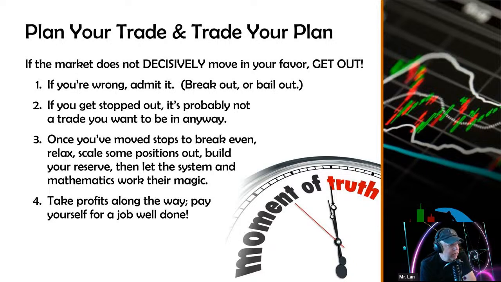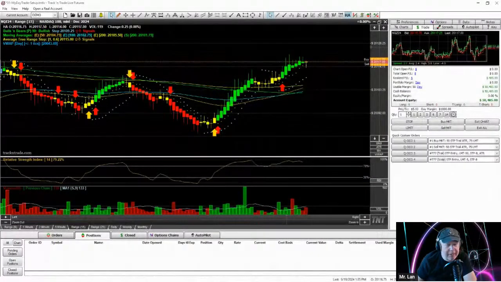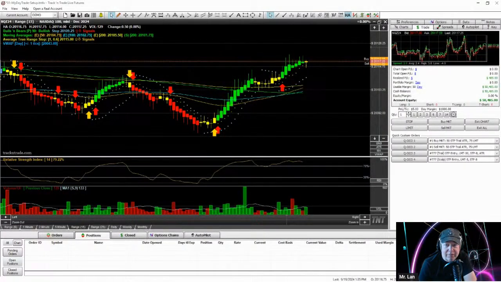So once you've moved stops to break even, relax, scale some positions out, build your reserve, then let the system and mathematics work their magic. Take profits along the way, pay yourself for a job well done. And when you hit your goal, stop trading. And I'm close enough. I don't want to risk another $100, $150 to try and make $15 to meet my $500 daily goal. That's pretty good for me. I'm happy with that. And there you have it.